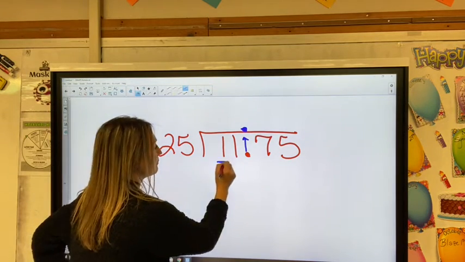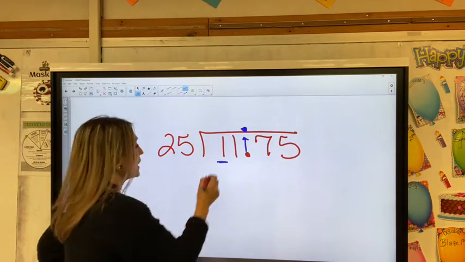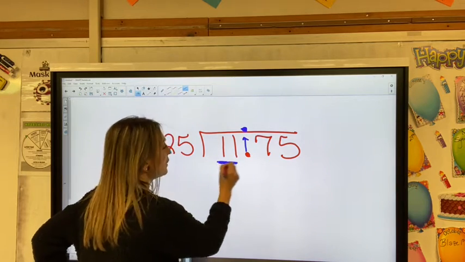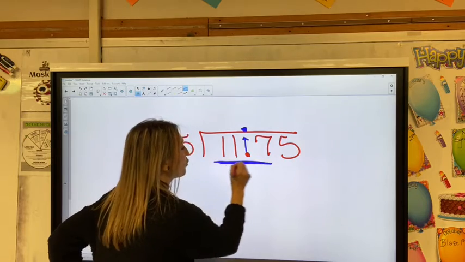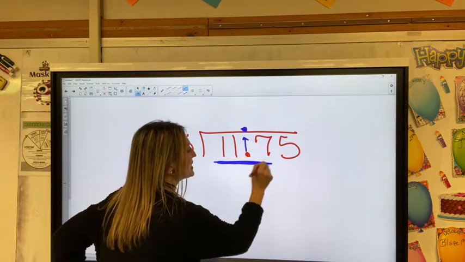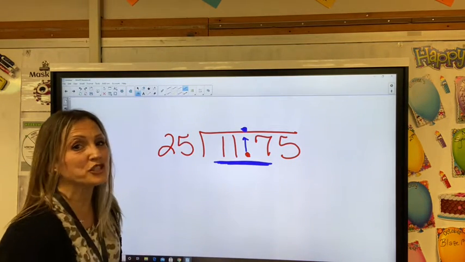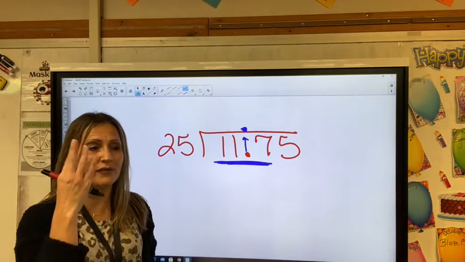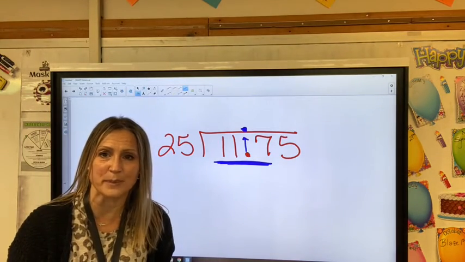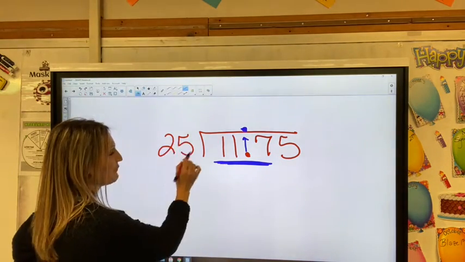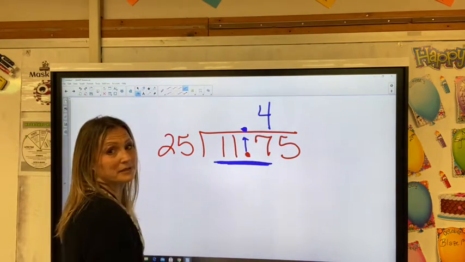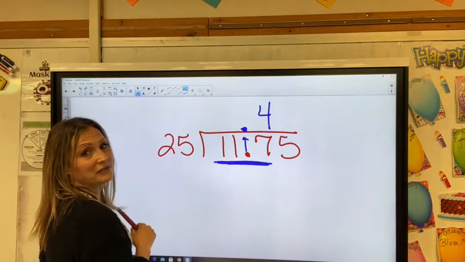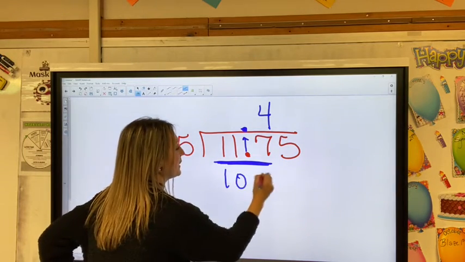25 won't go into 1. 25, it won't go into 11. So I have to take 25 into 117. Now, I'm going to imagine you guys are already thinking 25, 25, 25, 20, 4 quarters make $1, Mrs. P. So you're going to tell me that 25 will go into 117 4 times, because you know 25 times 4 is 100.